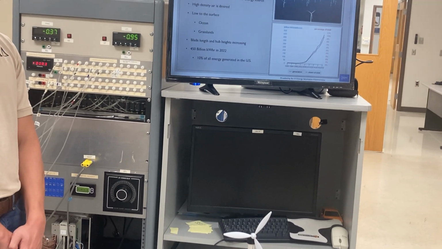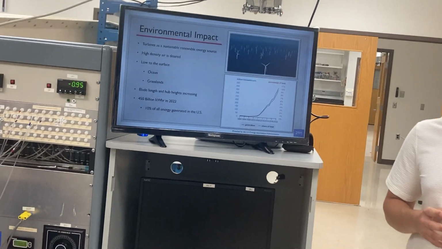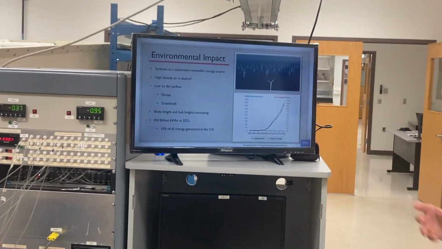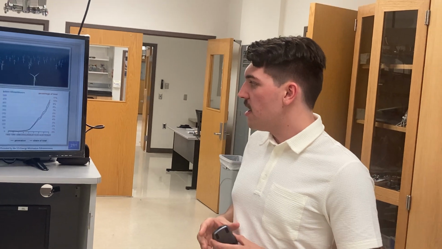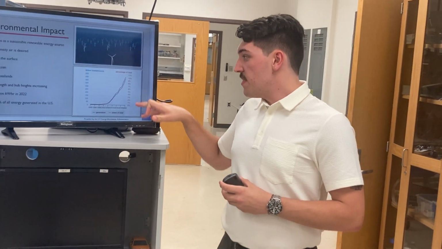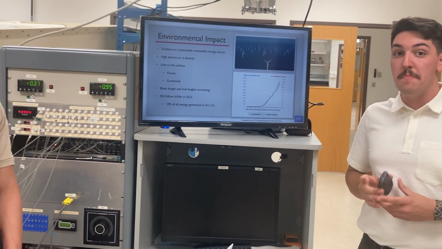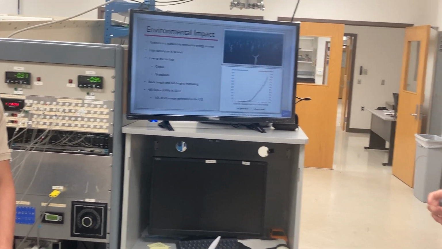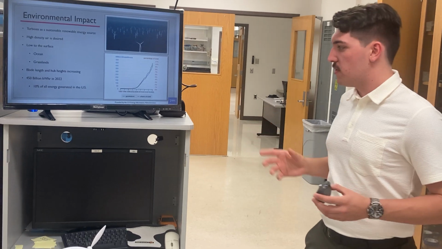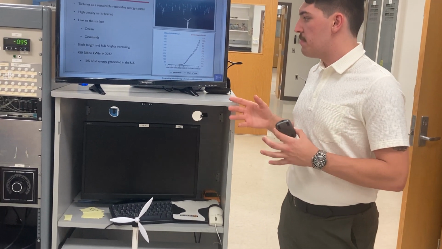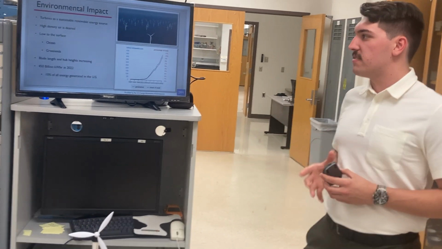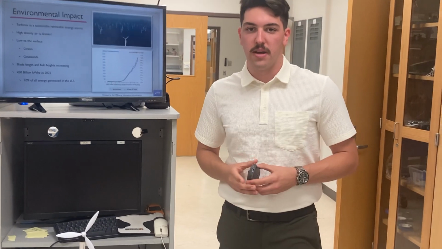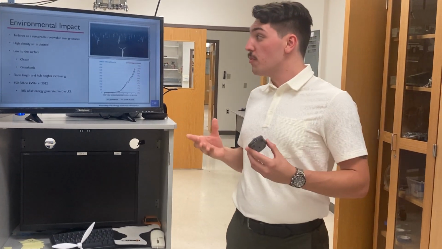We also found the environmental impact. Turbines as a sustainable energy source have grown exponentially in the past 40 years. It's actually been incredible to see how much they contribute to the United States power grid. As of 2022, they were producing almost 450 billion kilowatt hours worth of energy for our grid. That is absolutely astronomical. In 20 years alone, that has gone up by 400 billion. That's absurd, and it's a testament to the true power of wind turbines for our renewable energy grid.